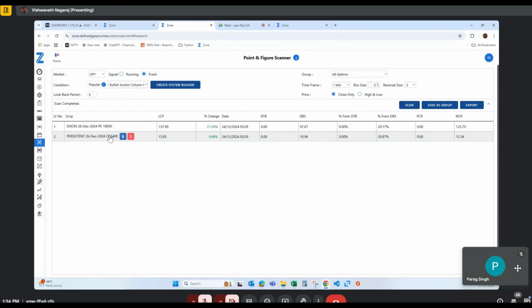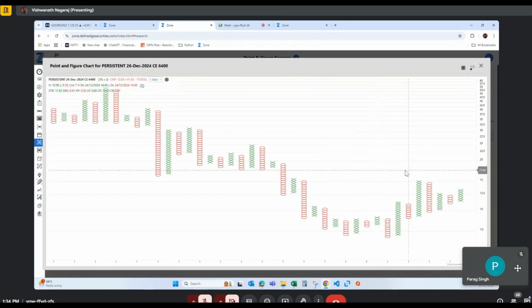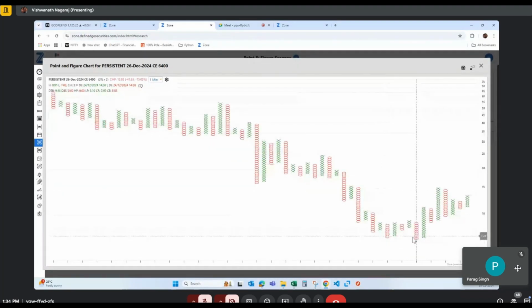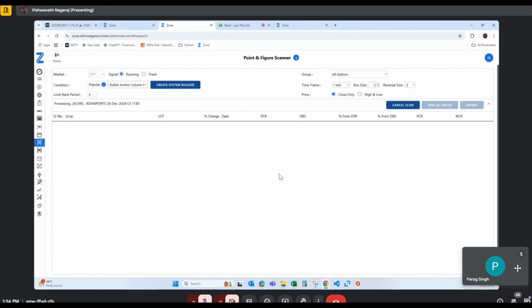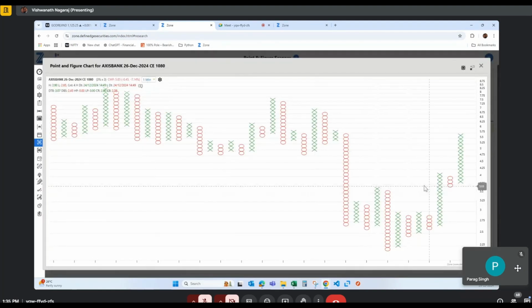Persistent. Now there are two ways to this. I'm not an option buyer. I'm mostly a credit spread option seller, right? This bullish anchor column follow through is for option buying. Persistent 6400 CE is now forming a nice rounding bottom, and there is a 4 column triangle breakout here. Okay, so which is a good one. This is also a good watch list to have. Basically what I did in this whole thing, you can either tweak and play around with this within minutes. By 3 o'clock, 3:35, you will have, see here, Axis Bank CE is giving you a buy. In the end, it's come.